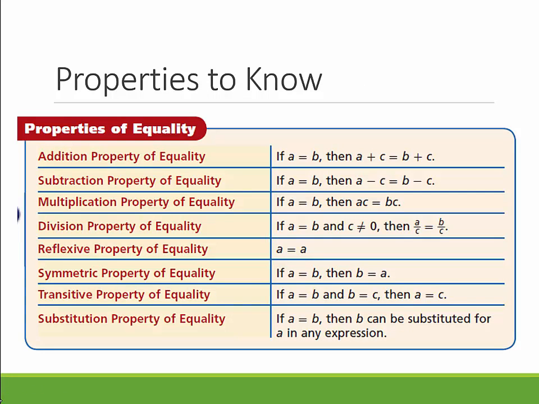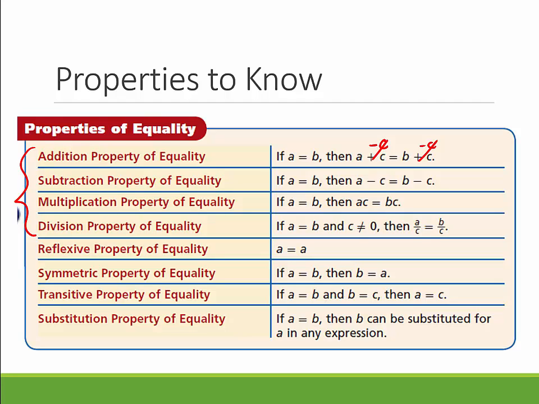So these are properties that you need to know. The addition property of equality. If a equals b, then a plus c equals b plus c. So this is going to come in handy when we end up solving things, like if I subtract c from both sides and it ends up crossing off. The reason that this works is because of this property. You have the subtraction property of equality, the multiplication property of equality, and the division property of equality. All of these kind of run together.